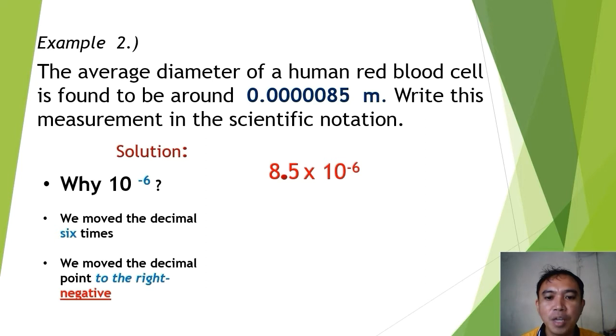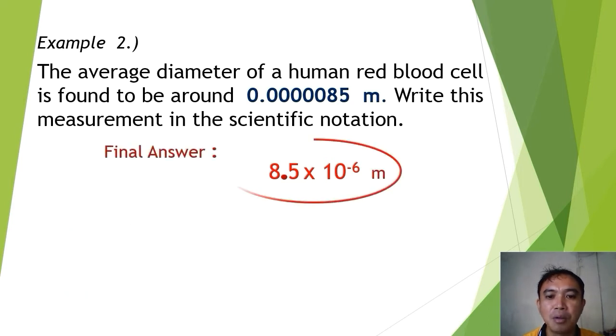Okay, now why do we have 10 to the power of negative 6? Or why is our n negative 6? First, because we moved our decimal point 6 times. And we moved our decimal point to the right. So, as the rule said, if we moved our decimal point to the right, our exponent would be negative. So that is why you have 8.5 times 10 to the power of negative 6. And your final answer would be 8.5 times 10 to the power of negative 6 meter. So do not forget the unit if it is indicated in the problem.